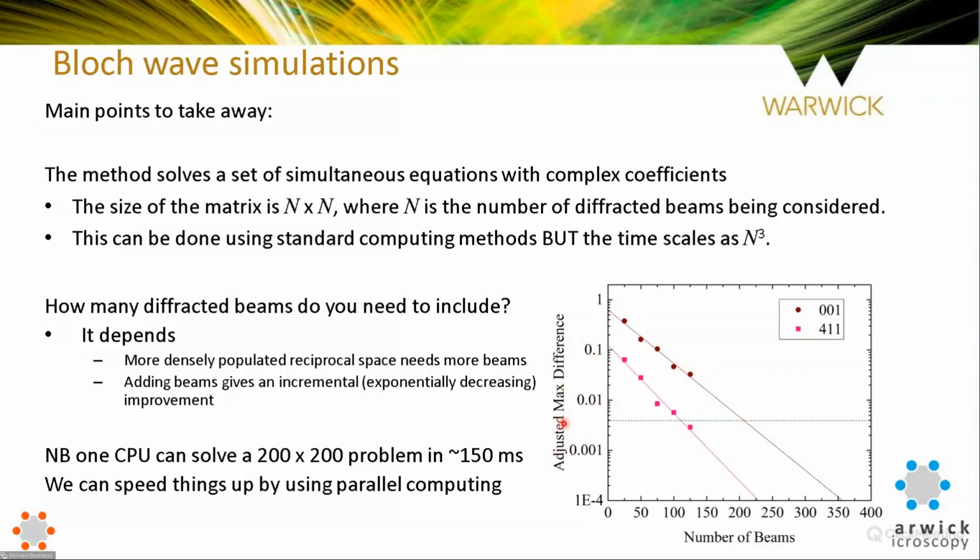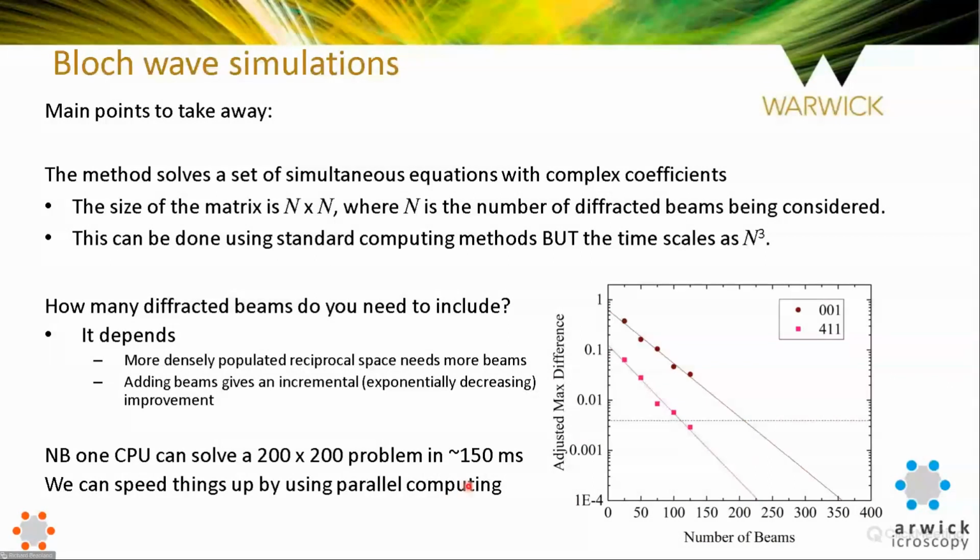What we have here is the maximum difference in any pixel in one of those LACBED patterns. This is a 10% difference, 1% difference. Down here, that dotted line is what you would call 8-bit, 1 part in 256. So you can do a set of simulations with different numbers of Bloch waves, and you can see exactly how many you need to include to get down to the accuracy that you require.